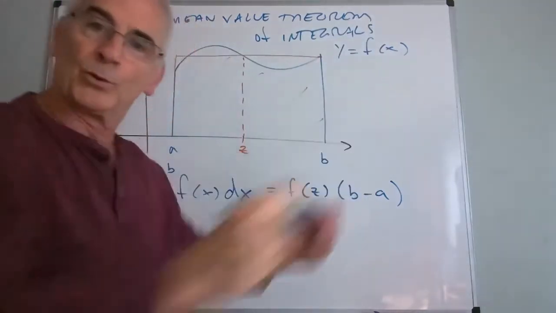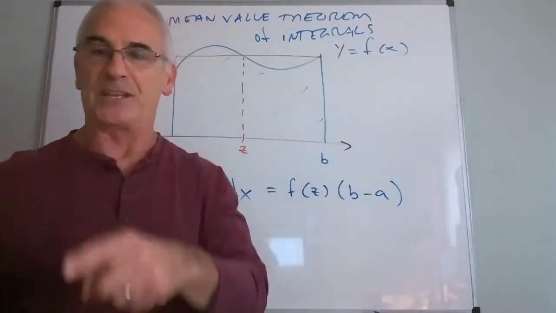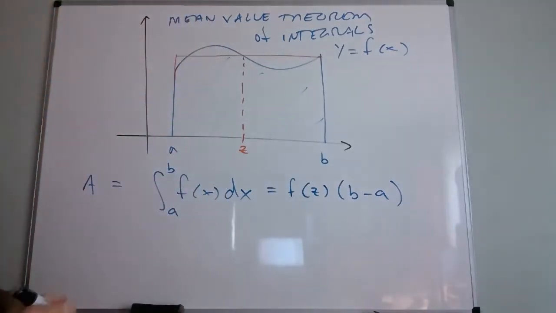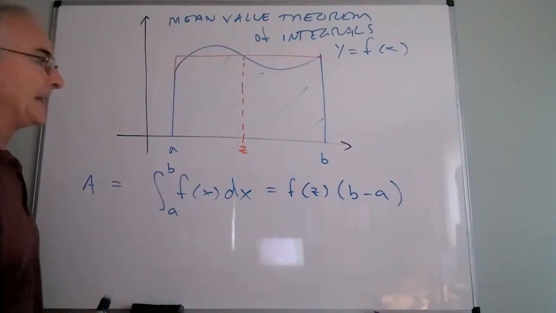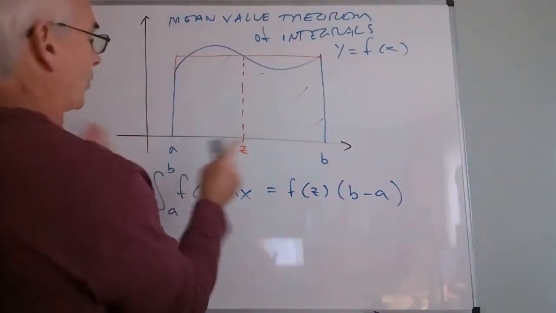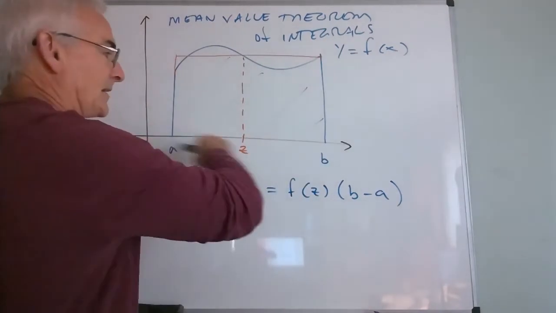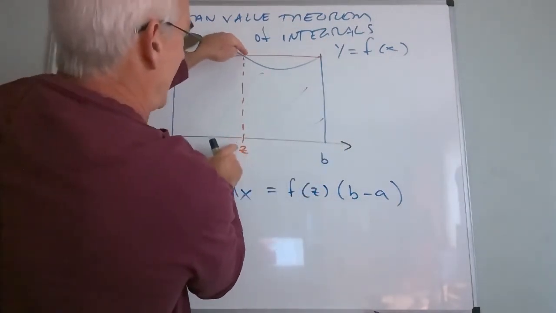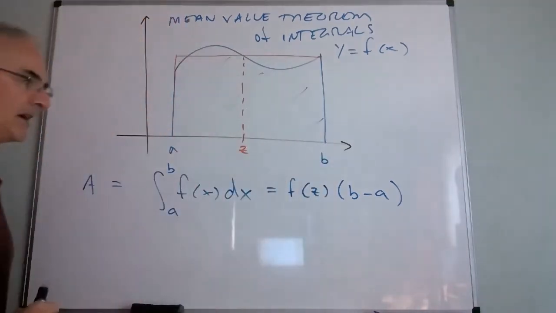Now remember, we have a mean value theorem for derivatives. That was the rolling ruler theorem, the one where the secant line is parallel to the tangent line, and you had that on the last test. This is called the mean value theorem of integrals. It's completely different. It just says, hey, look, no matter what, there's going to be a place between a and b, call it z, where if I multiply that height by that width, I'll get the same value.